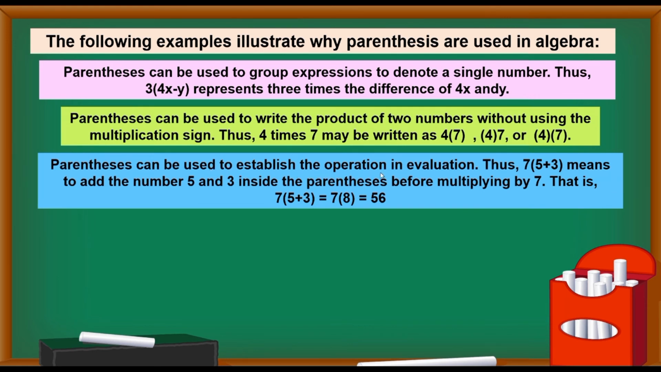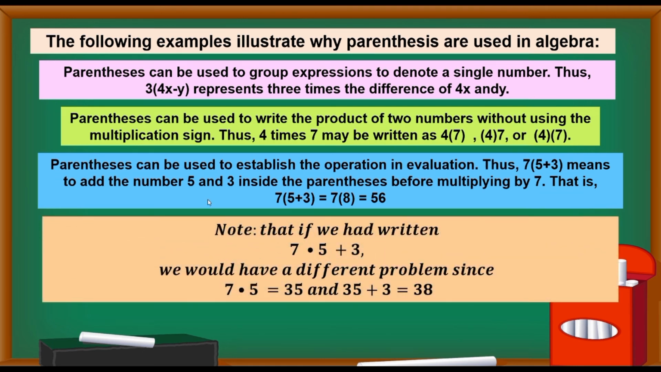Another is, parentheses can be used to establish the operation in evaluation. So, thus, 7 times the quantity 5 plus 3 means to add the number 5 and 3 inside the parentheses before multiplying by 7. So, dun sa ating PEMDAS, diba? Uunahin natin yung parentheses. Ano man po ang operation na nasa loob ng parentheses, yun ang uunahin natin. So, 7 times the quantity 5 plus 3. So, uunahin po natin yung 5 plus 3. And that would be 8. Tsaka lang po tayong magmumultiply sa 7. And 7 times 8 is 56.